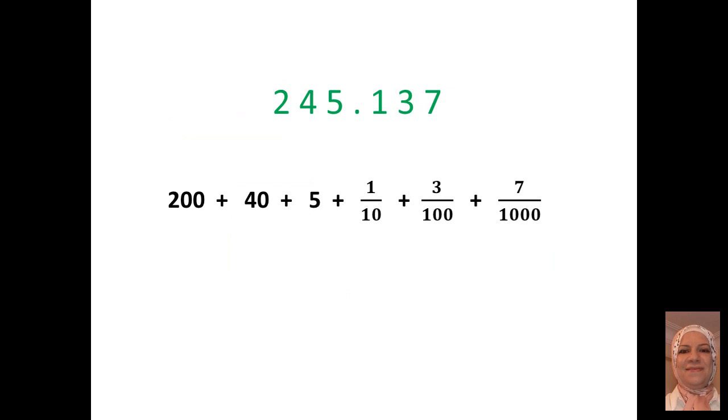So we can write the number in its expanded form as 200 plus 40 plus 5, and these are the wholes. Then how do I write the decimals? It's 1 out of 10, 3 out of 100, 7 out of 1000. So it's 200 plus 40 plus 5 plus 1/10 plus 3/100 plus 7/1000.